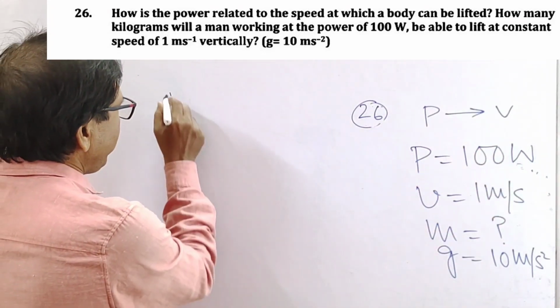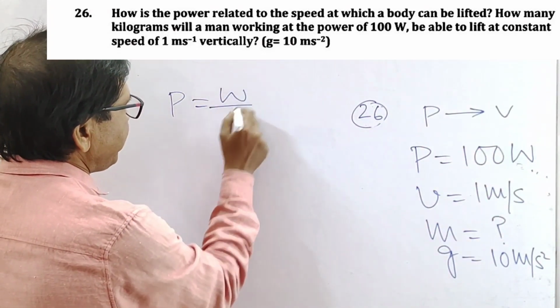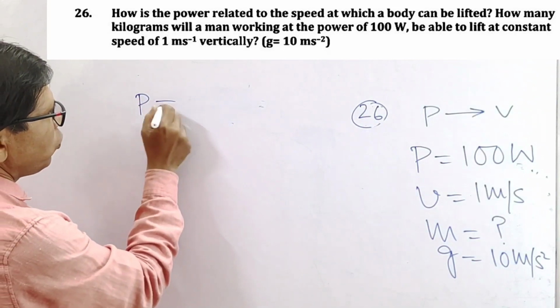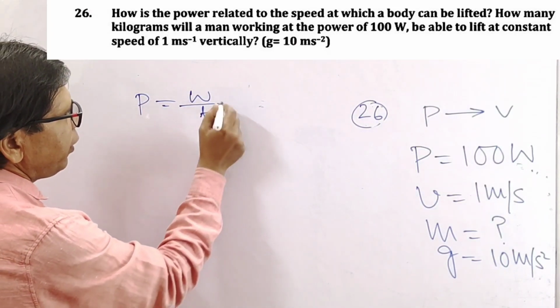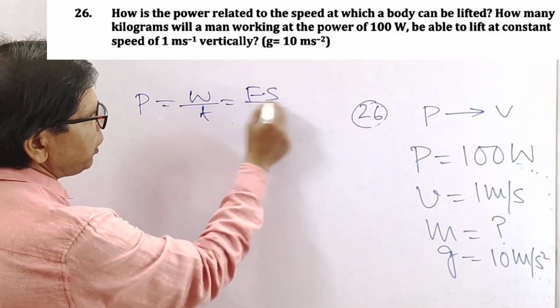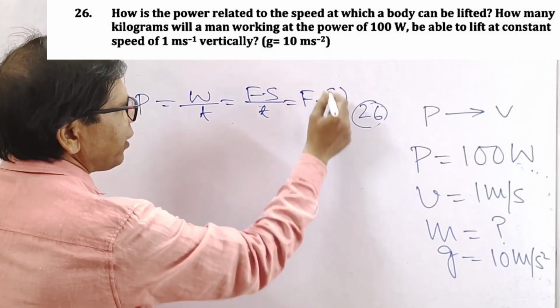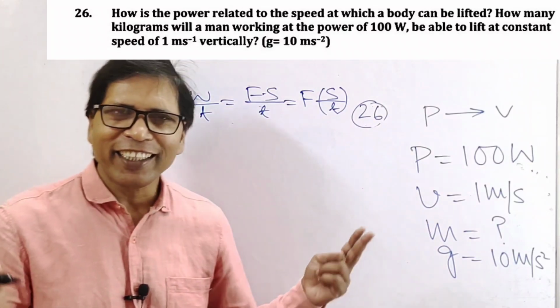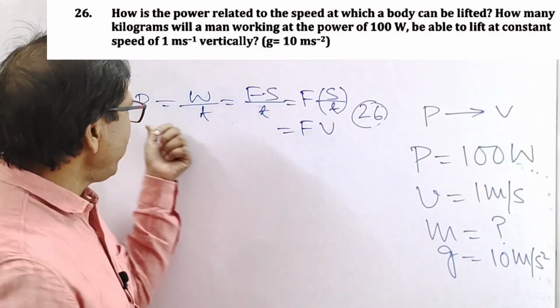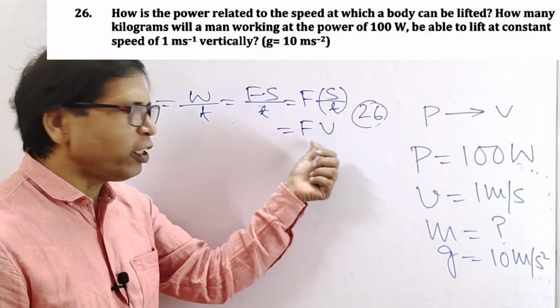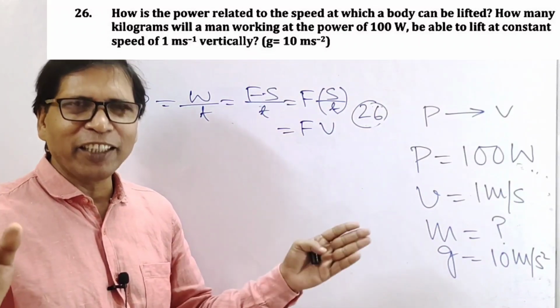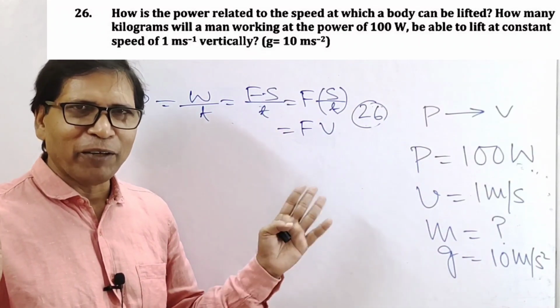Look at this, power is equal to work done by time. Now power equal to work done by time, that is force into displacement by time. Now F into S by T. Look at this, S by T is equal to velocity. So P equal to force into velocity is the relation between power and velocity.